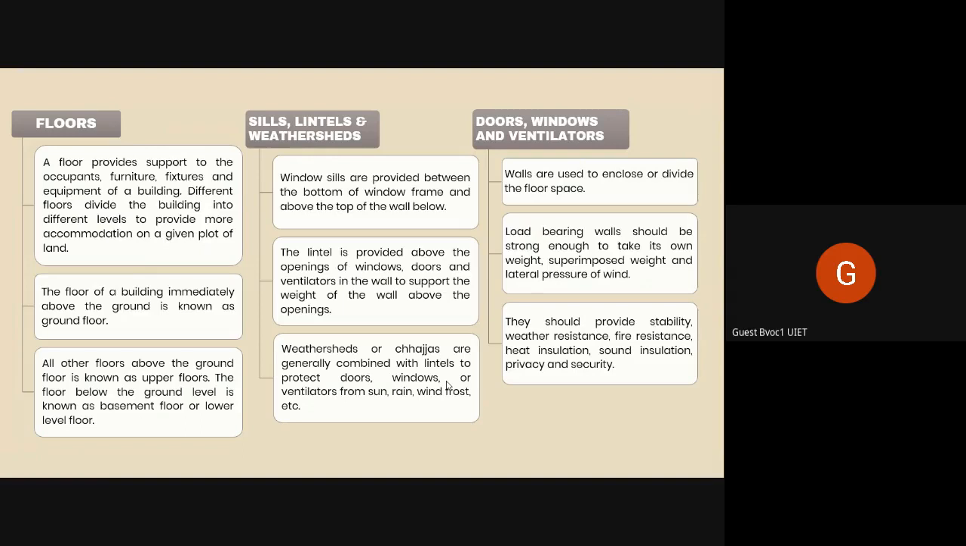Because if the floor is not there, there will be nothing for you to stand on. Right? You cannot put your furniture anywhere if there's no floor. If it's just hollow walls, you won't have anywhere to place your furniture, your fixtures, and yourself on. So different floors divide the building into different levels to provide more accommodation on a given plot.